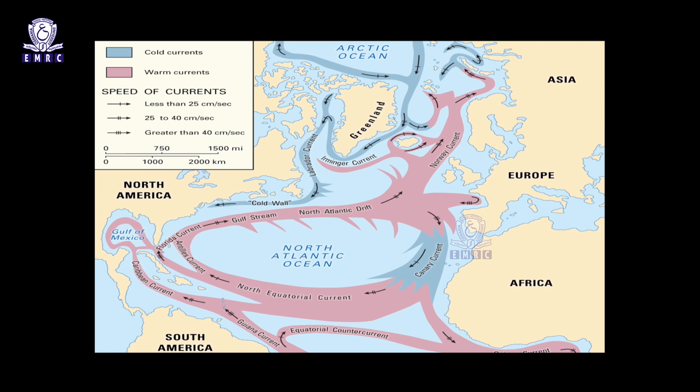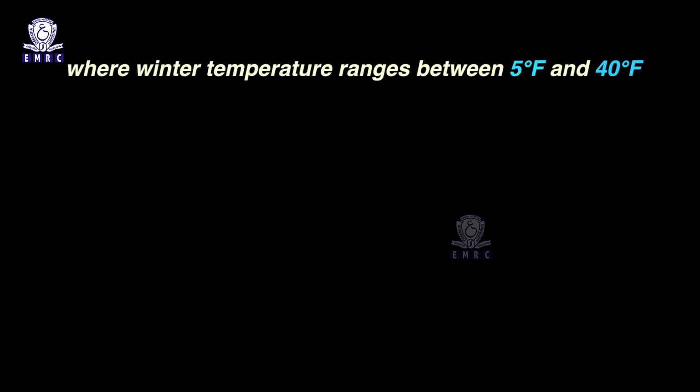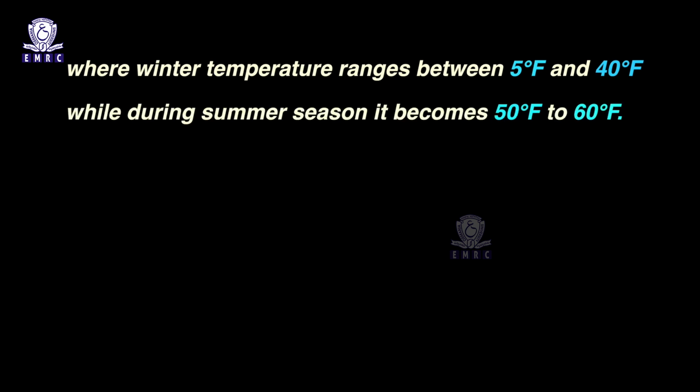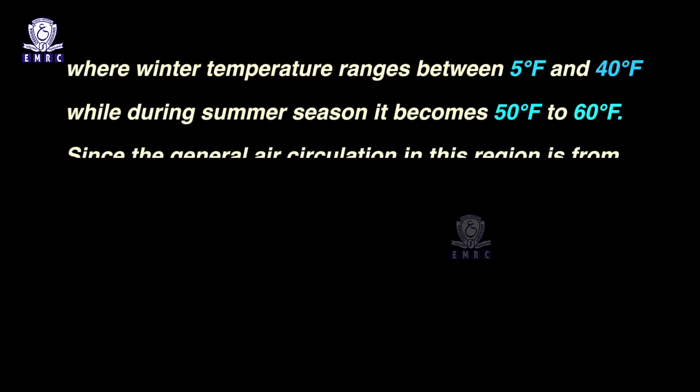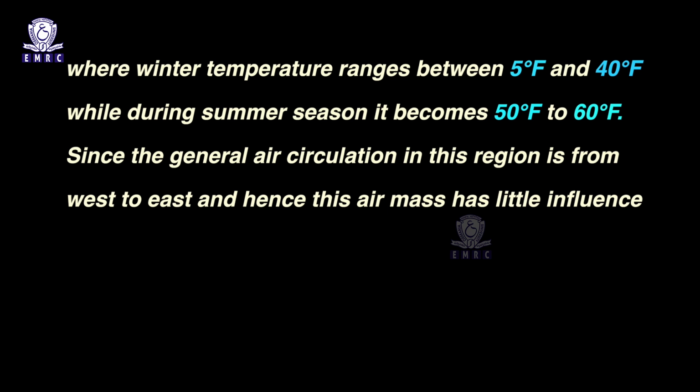Maritime polar North Atlantic air mass. This air mass originates over the North Atlantic Ocean, mainly in the region between Greenland, Newfoundland and Labrador, where winter temperature ranges between 5 degrees Fahrenheit and 40 degrees Fahrenheit, while during summer season it becomes 50 to 60 degrees Fahrenheit. Since the general air circulation in this region is from west to east, the air mass has little influence on North America.